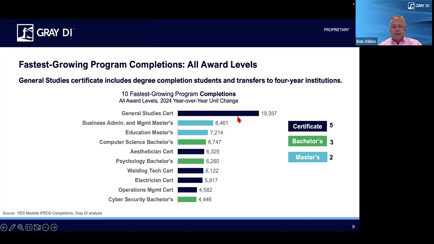Now, I've left out all my certificates. So general studies certificate, esthetician, welding, electrician, and operations management also had very substantial growth during this period. And keep an eye on this idea of general studies certificate. We'll come back to that in a few minutes. It's a growing space, and it's a bit of a swap for an associate's degree in general studies.